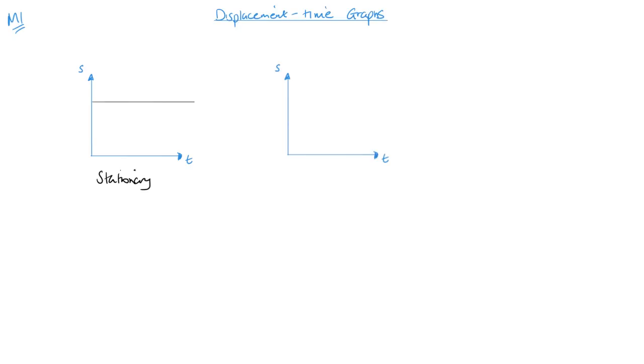Now if I have a straight line but an increasing straight line like this, that means that as time increases, displacement increases, but it increases at a constant rate. So that means it's moving at a constant velocity, and the gradient of this line will give me the actual velocity, because velocity is the rate of change of displacement.